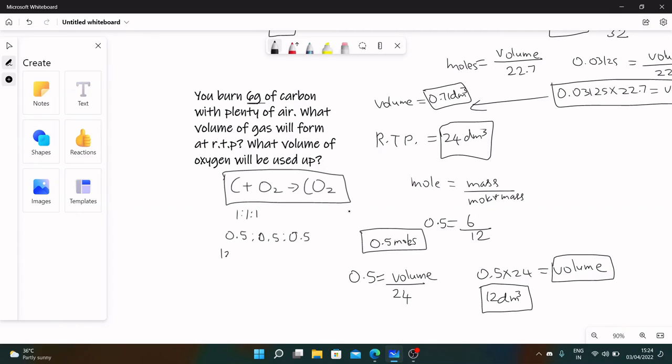So if this occupies 12 dm cube, this will also occupy 12 dm cube. This will also occupy 12 dm cube. So the question asked what volume of oxygen will be used up. Your answer will be 12 dm cube.